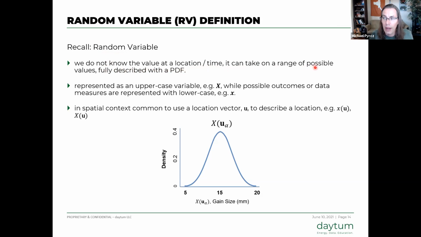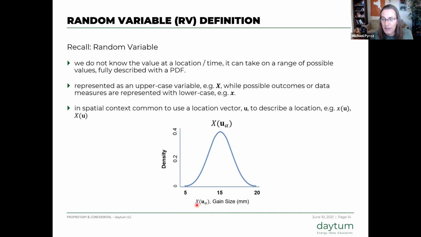It can take on a range of possible values fully described by a probability density function, or a CDF (cumulative distribution function), or a histogram. It doesn't matter. Okay. And so this right here is a random variable. How do I know that?